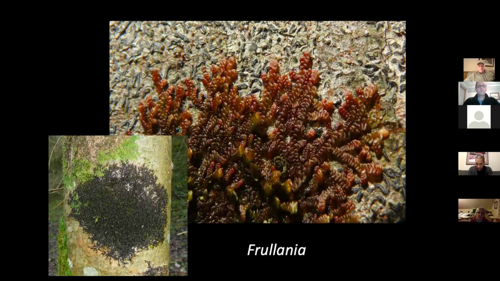Another really common one is Frullania. You've probably seen it on every other tree in the woods, but not knowing what it was. It looks like a lichen or blends in really well with the tree bark on darker tree species. But if you get up close to it, especially on wet days, you can see these leaf-like structures that give it away as a liverwort.